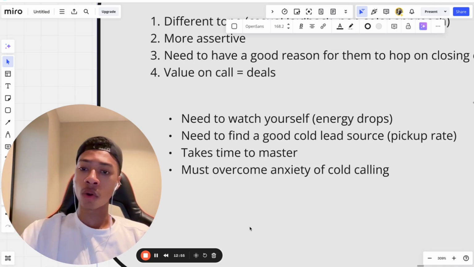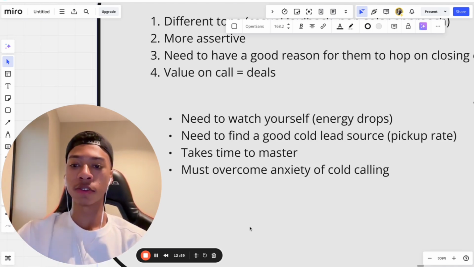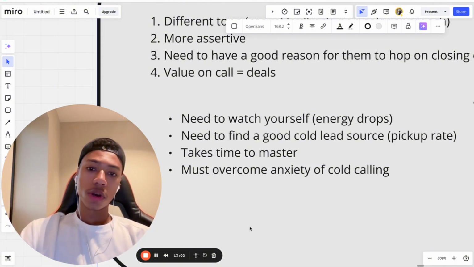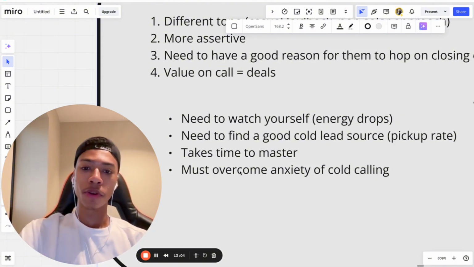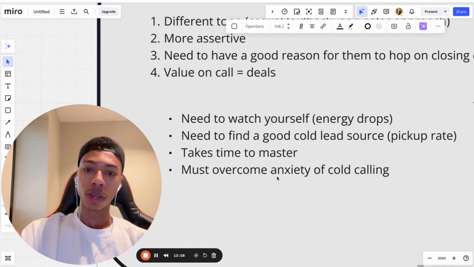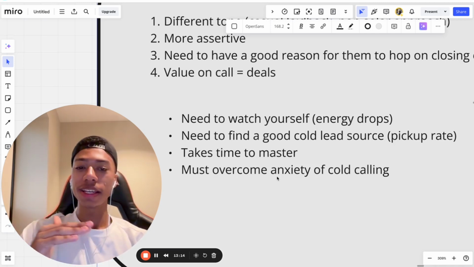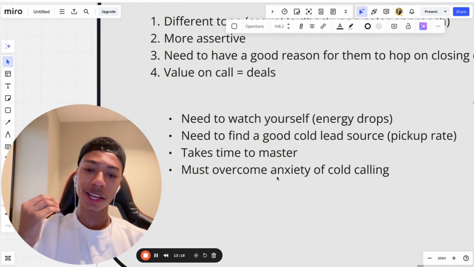The fourth thing is you guys need to overcome the anxiety of cold calling. This was something I actually put in as the last thing here, and it almost popped into my mind like, oh yeah, that's a thing, cold calling anxiety. This was the biggest thing in the world for me in the beginning when I was cold calling, this anxiety, this fear of hopping on these cold calls with these people.